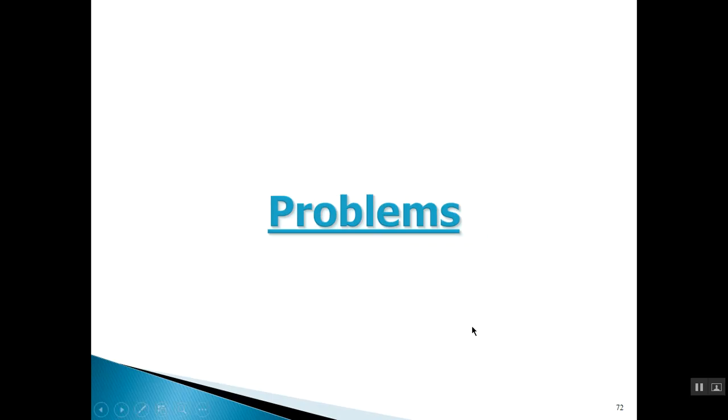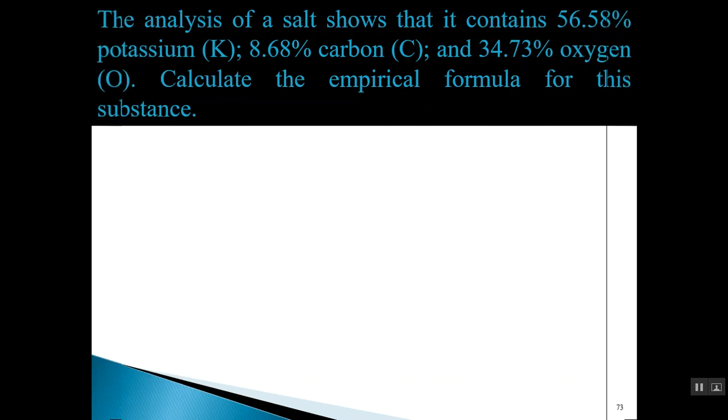Okay, so now we're going to look at some examples of problems where you're given data to determine the percentage, or actually the empirical formula, for a compound. So here's the first example. It says that the analysis of a salt shows that it contains 56.58% potassium, 8.68% carbon, and 34.73% oxygen. And based on this information, you're supposed to determine the empirical formula for this substance.